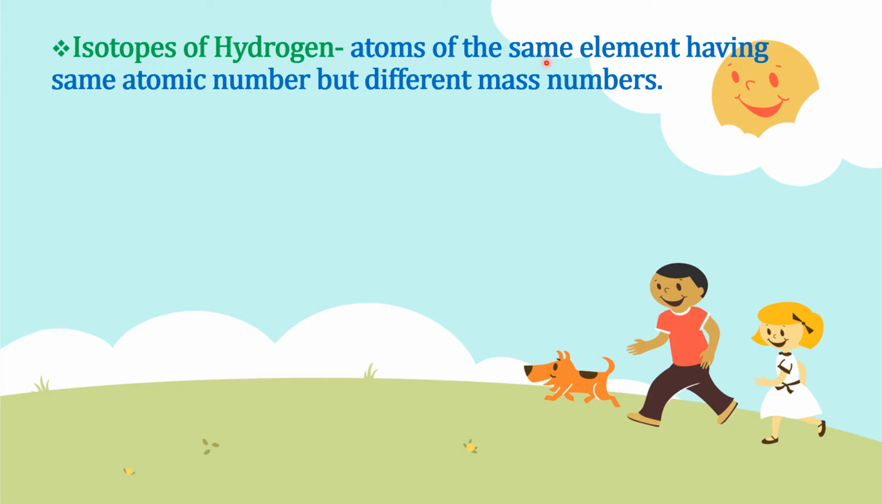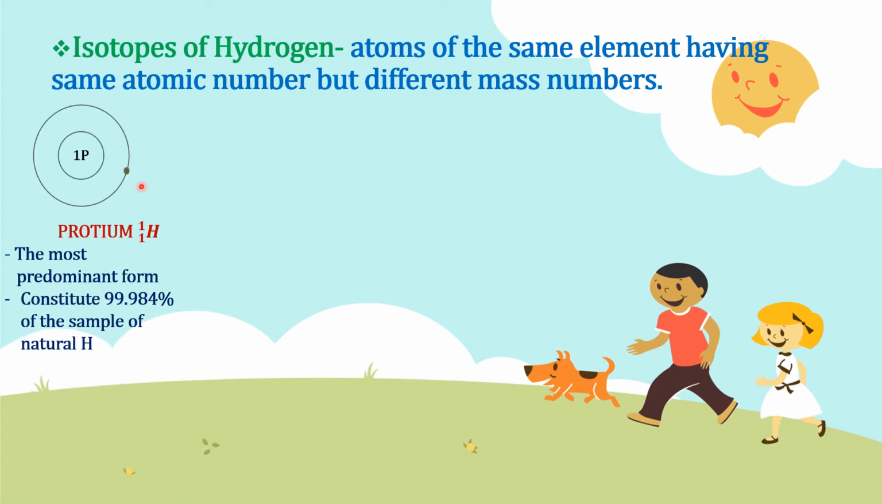Isotopes are the atoms of the same element which have the same atomic number but different mass number. When we say the isotopes of hydrogen, we have 3 isotopes of hydrogen. Number 1 is protium, where we have 1 proton in the nucleus and 1 electron outside orbiting around the nucleus. So here there is no neutron present.